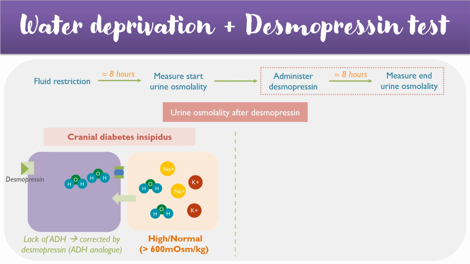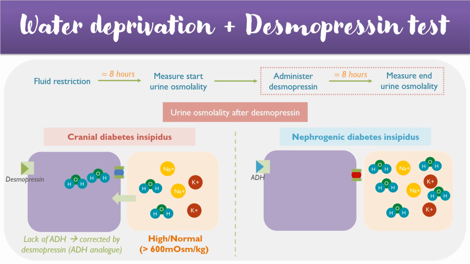or high levels. Comparing this with nephrogenic diabetes insipidus, in this case, lack of ADH is not the problem, but rather there's a problem with the aquaporin 2 channels or the collecting ducts. So when we administer desmopressin, or an ADH analog, it does not help to increase water reabsorption back into the blood, and the problem is not fixed. This results in the urine osmolality remaining low after the test. So just to summarize that, in cranial diabetes insipidus, we'd expect the urine osmolality to return to normal levels after desmopressin, whereas in nephrogenic diabetes insipidus, the urine osmolality remains low even after administering desmopressin.